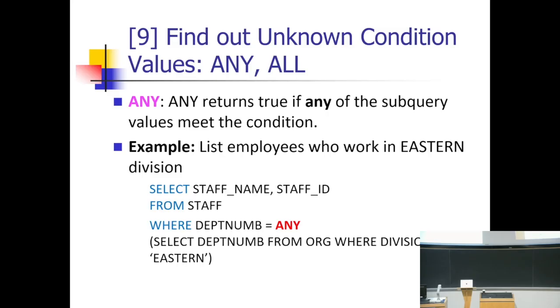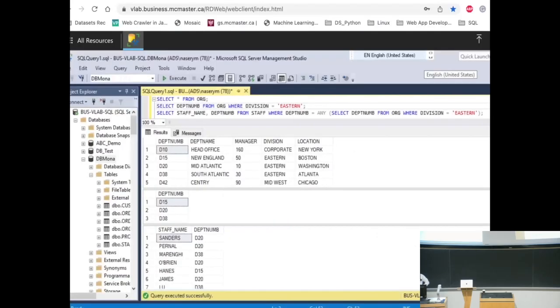So for any department, for example, let's say B10 division is Eastern, B20 division is Eastern, right? If there are, let's say, these two departments with division Eastern, then it lists all employees working in that department. Is there any other way to answer this query? So this is what it returns.